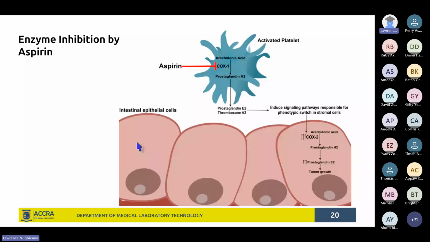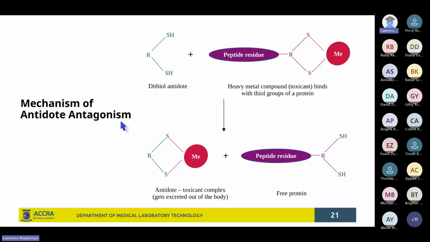Now, if this looks more like, will I say physical? Well, not physical. You can still say it's a chemical. So it's a mechanism of antagonism. Say we have these antidotes, say dimercaprol, that is used for the treatment of intoxication from heavy metals.